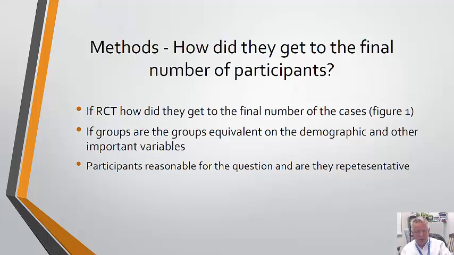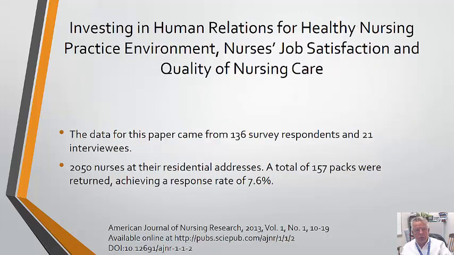So what happens with a lot of the work that you do is like this one. We're talking about the practice environment, job satisfaction, quality of care. I've already said 136 is okay for that piece. But notice that they started out with 2,000 people that they sent the survey out to. They received 157 packets, and I don't remember the reason, but they ended up with 136 complete packets. So that's a response rate of about 8%. That's fairly typical of surveys, because you get around 10% participation.